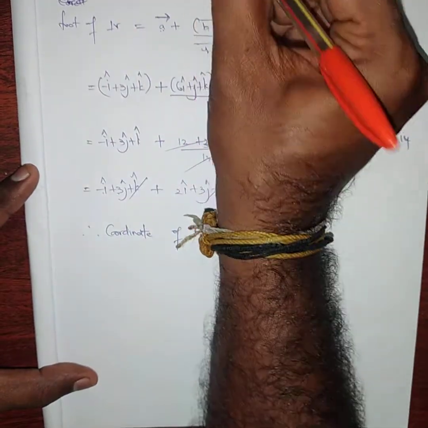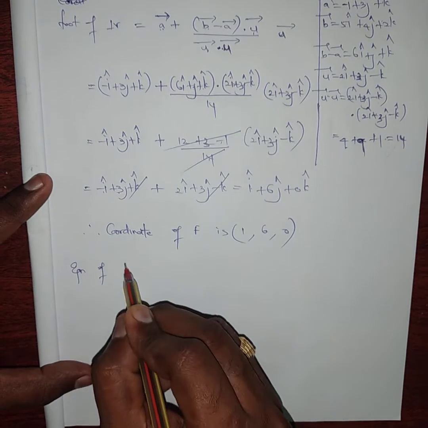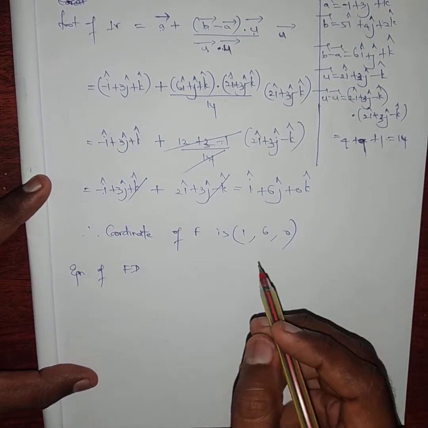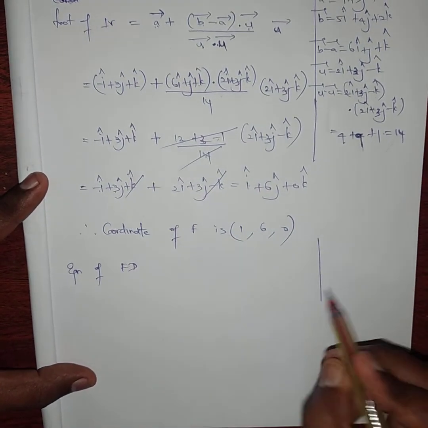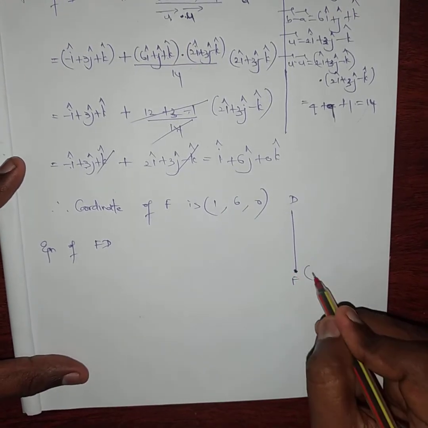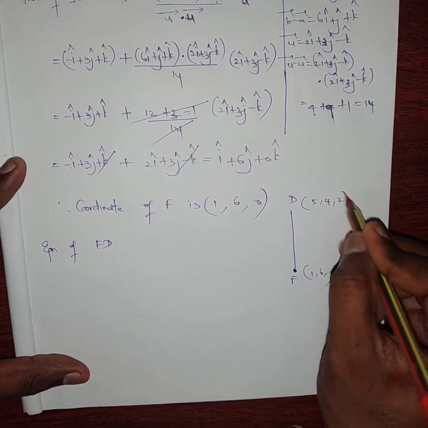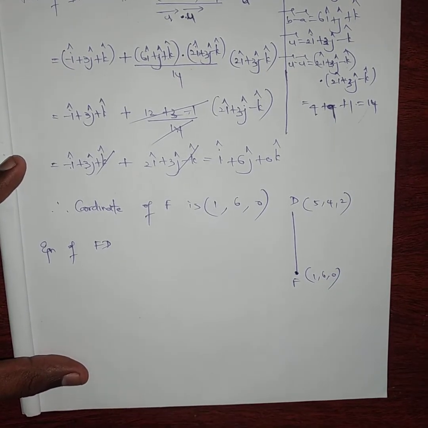Next I need to find the equation. I will keep this one as d. Equation of fd. So this is f and d. This is f. This is d. Now when I found the f point 1, 6, 0, d point is nothing but 5, 4, 2.